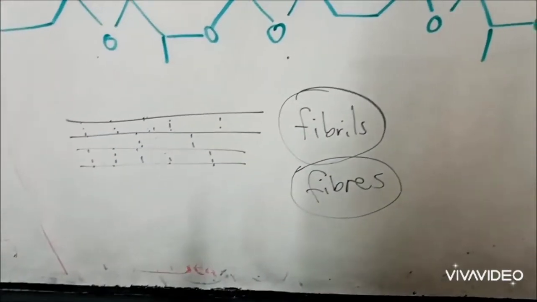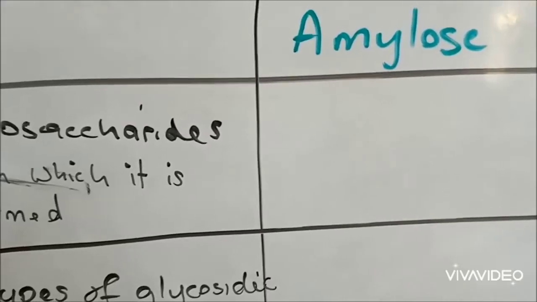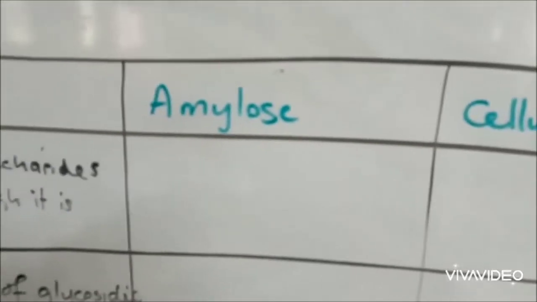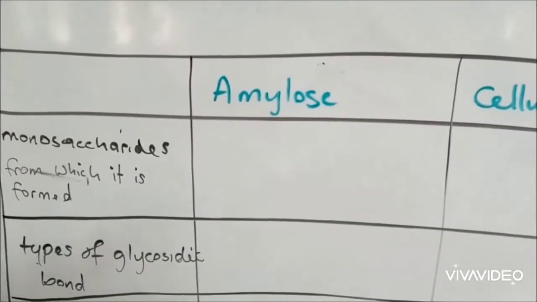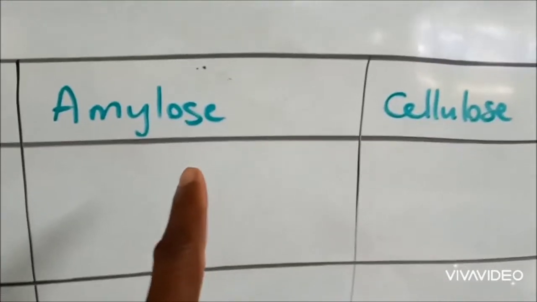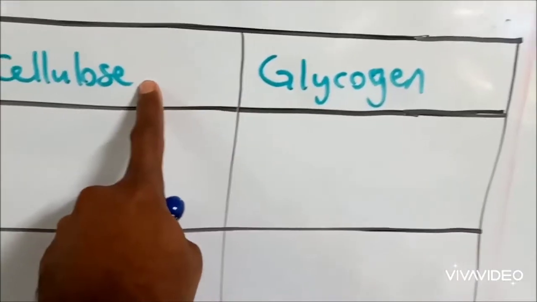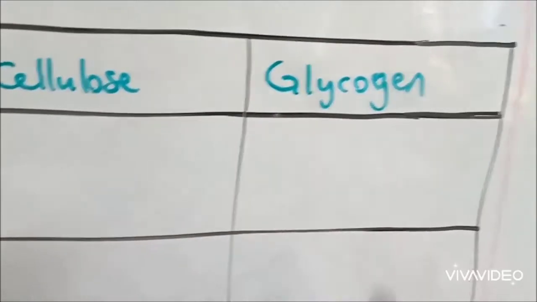So I'm going to review now. Alright, to summarize, I'm going to send the picture of this table in the group and the notes. To summarize, for polysaccharides, we're going to summarize some features about the polysaccharides. So we're looking at 3 polysaccharides. We look at amylose, we look at cellulose just now, and then glycogen.